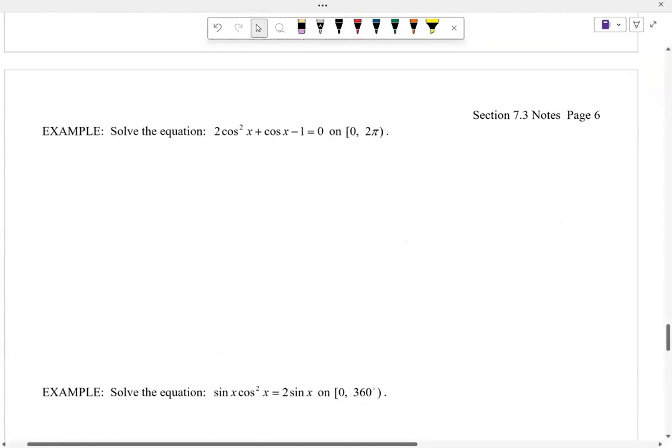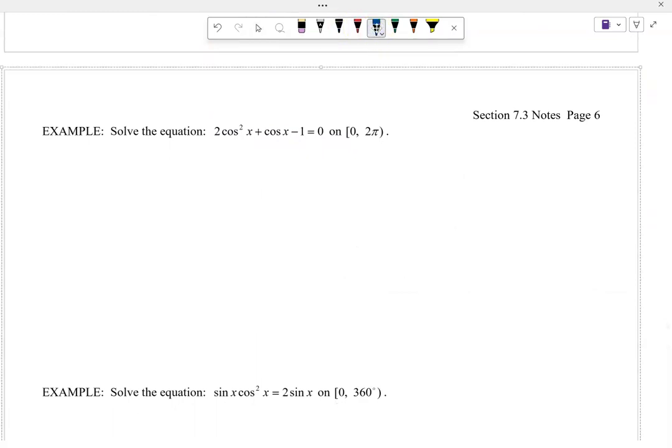Just keep going here. This is quadratic in form as well. And so we'll factor 2 cosine squared plus cosine. So one of them's got to be a 2 cosine, the other one's got to be a cosine.